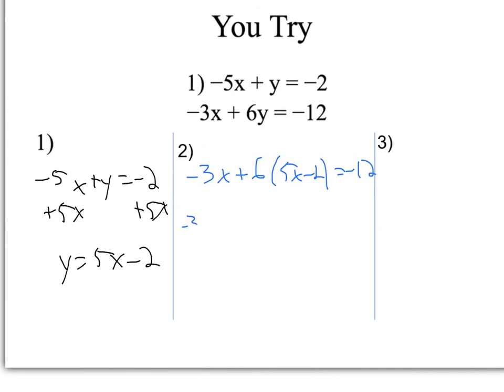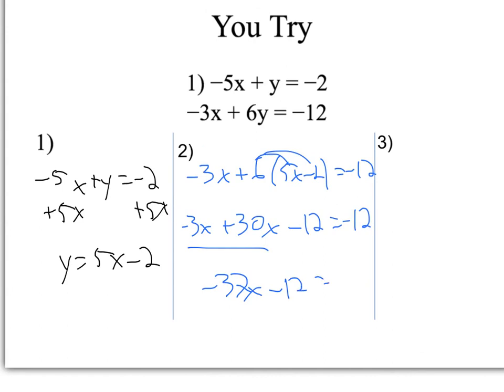Distributive property, 6 times 5x is 30x. 6 times negative 2 is negative 12. Like terms gives me negative 37x. Add 12 to both sides gives me negative 37x equals 0. Divide by negative 37 gives me x equals 0 once again.